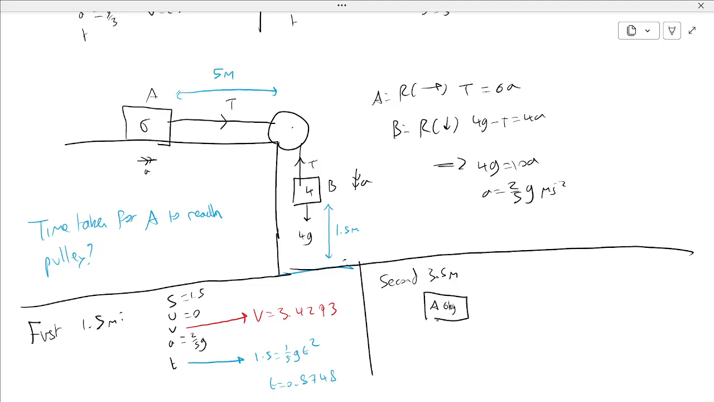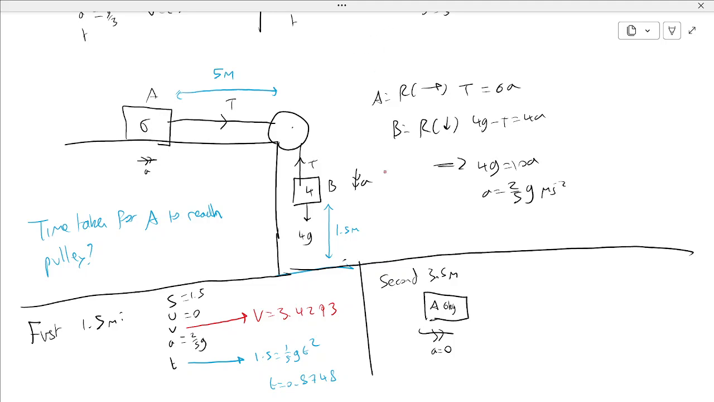Well, there's no tension. There's nothing pulling it forwards. And there was no friction. It's a smooth table, so there's nothing pulling it backwards. So actually, no forces are acting in the horizontal direction, meaning there's no acceleration. It's constant velocity. It's going to stay at the same speed until it hits that pulley.